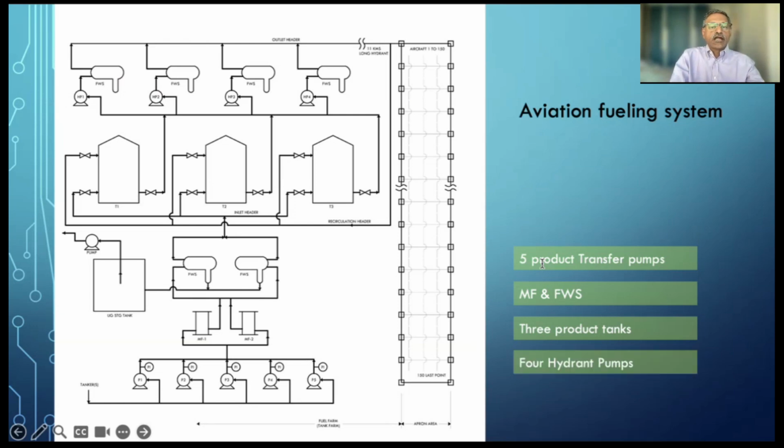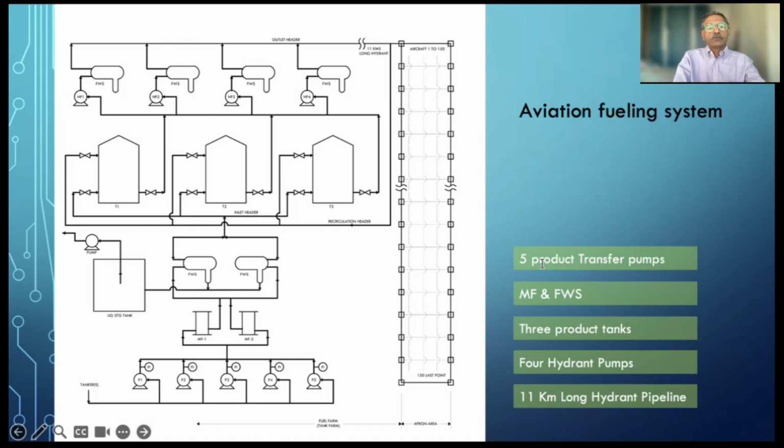Then there are four hydrant pumps. Now, hydrant means it's a long pipeline from product tanks to the flight. Usually, in this particular case which I have taken, the pipeline or the hydrant is 11 kilometers long. So you can imagine the product has to be transferred through pumps 11 kilometers all the way to the last flight. Now, if you come to the parking lots, the parking lot is such that 150 flights can be parked.